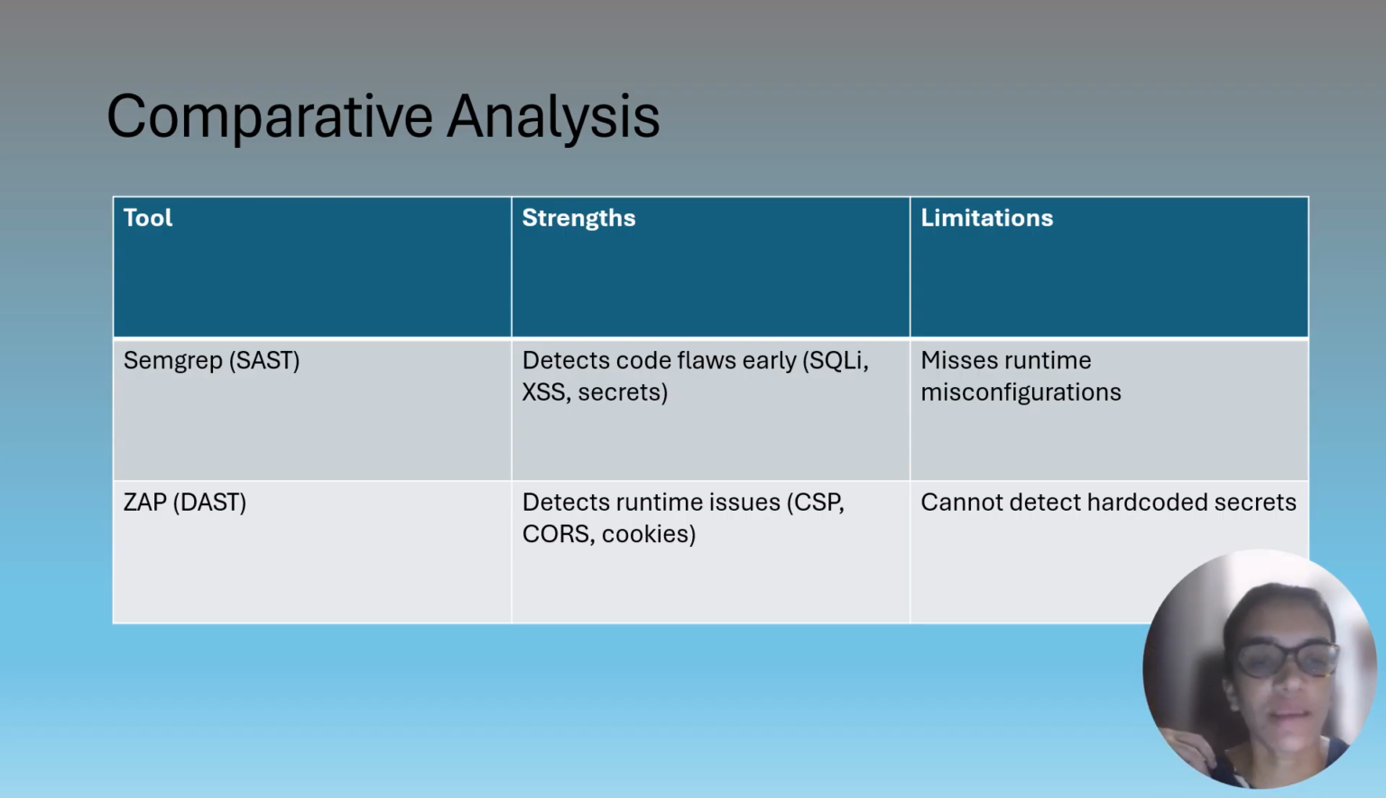This slide explains the comparative analysis. It compares both tools. Semgrep excels at detecting insecure coding practices like SQL injection and hard-coded secrets, whereas ZAP excels at runtime misconfigurations such as missing headers and cookie issues. Neither tool provides complete coverage. Together, they complement each other and strengthen the software development life cycle.